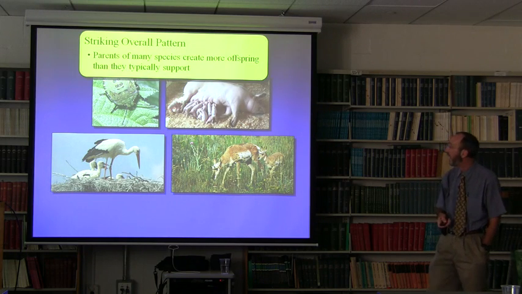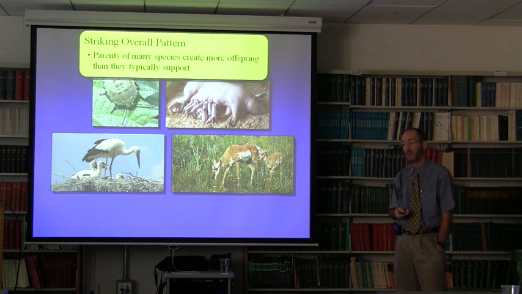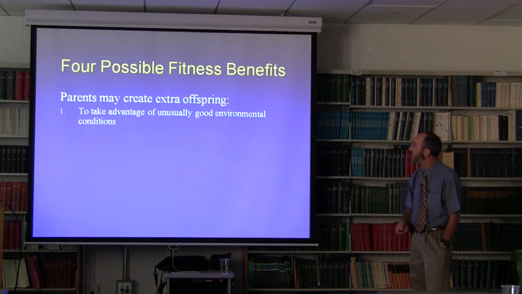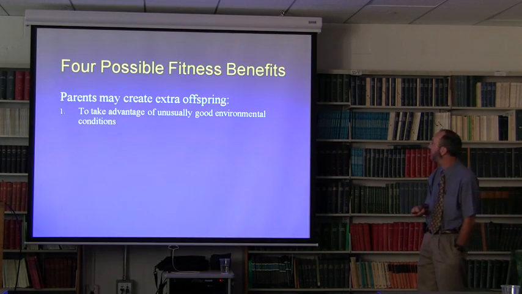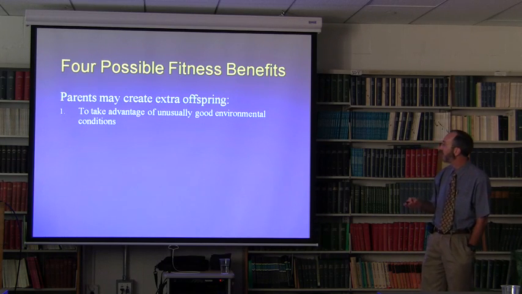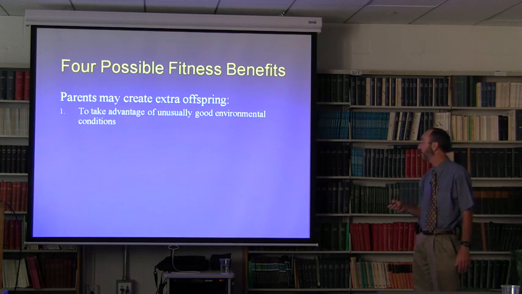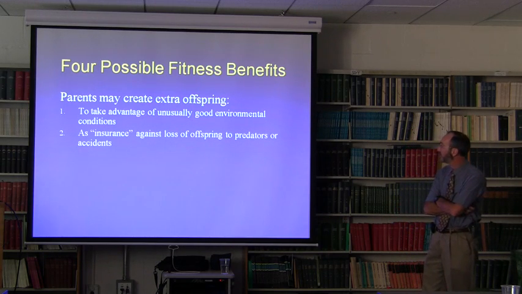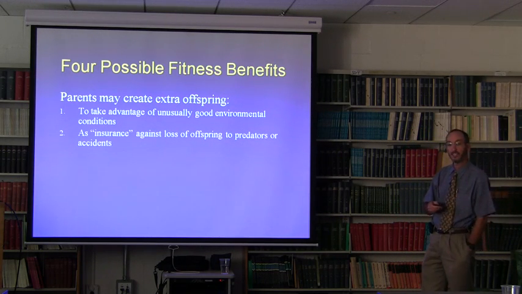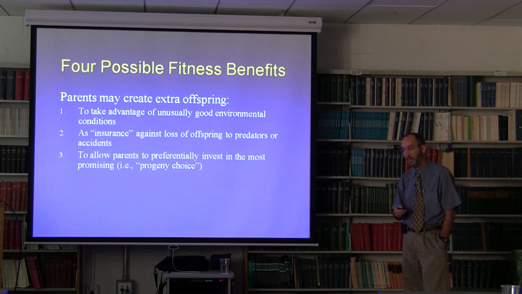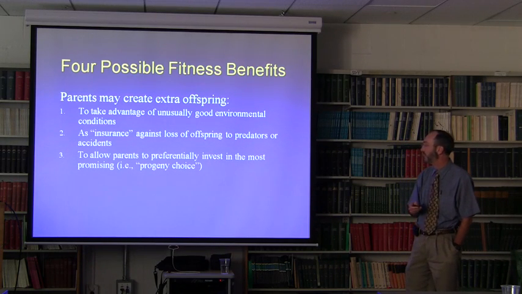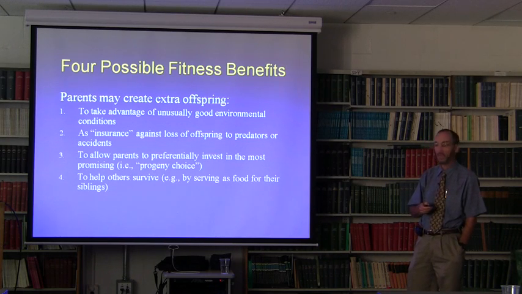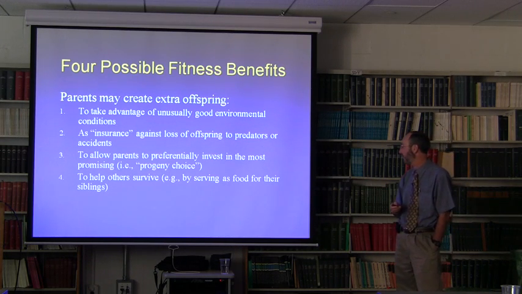The striking overall pattern is that parents of many species create more offspring than they typically support. And evolutionary biologists have suggested 4 possible fitness benefits. Parents may create extra offspring to take advantage of unusually good environmental conditions, as insurance against the loss of offspring to predators or accidents, to allow parents to preferentially invest in the most promising, or to help others survive, for example, by serving as food for their siblings.